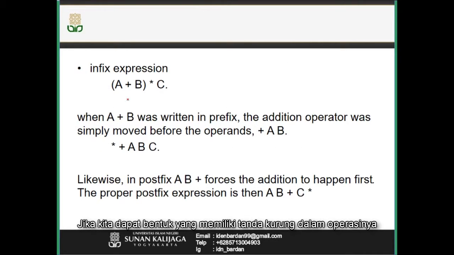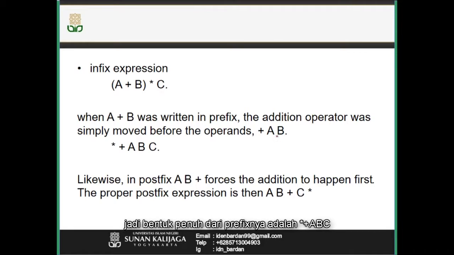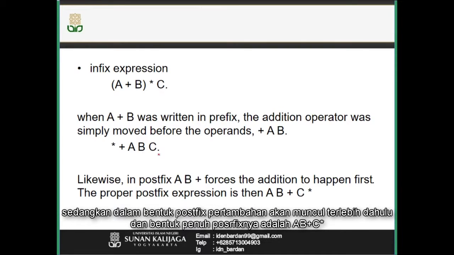If we get infix expressions that have parentheses in them, when a plus b was written in prefix, the addition operator was simply moved before the operands, which is plus a and then b. So the full prefix expression will be, the first one is the multiply and then the addition, and after that a, b, and c. Likewise, in postfix, a, b plus forces the addition to happen first. The proper postfix expression is then a, b plus, c, and the last one is multiply.